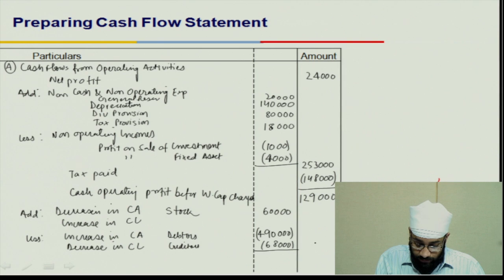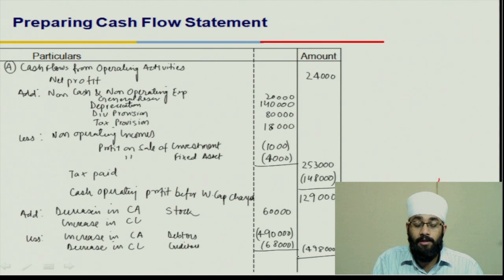The net impact of this is 498,000 in negative, and this gives us the net cash operating profit, which is a negative figure here, which means it is a net loss, 369,000.